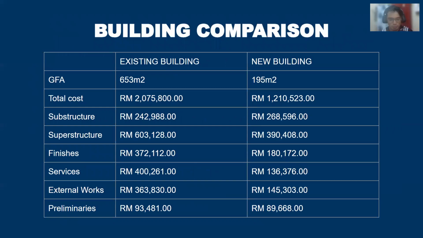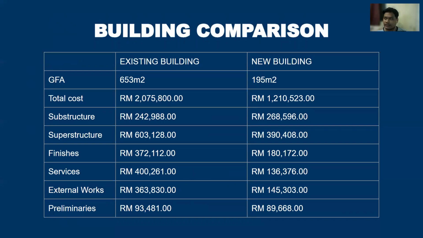Now I'll be presenting the comparison between the existing building and the new building. First of all, we have to bear in mind that the existing building was built in 2010 and the new building is in 2021. We start off with the gross floor area, where the existing building is 653 meters square, while the new building is only 195 meters square. Moving on to the total cost of both buildings, the existing building is 2,075,800 ringgit, while the new building is 1,210,522 ringgit.